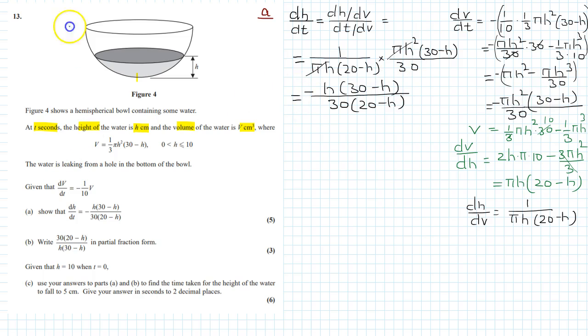So that is the solution of first part. So dh over dt is this. The good thing with the question is that if you have made any mistake, you can rectify it. Part B.